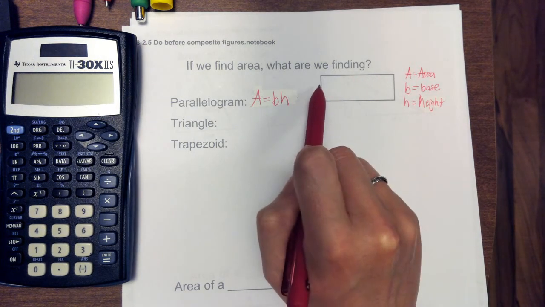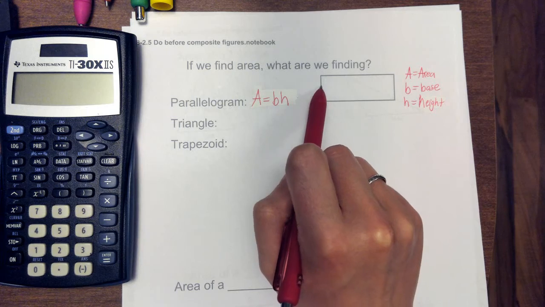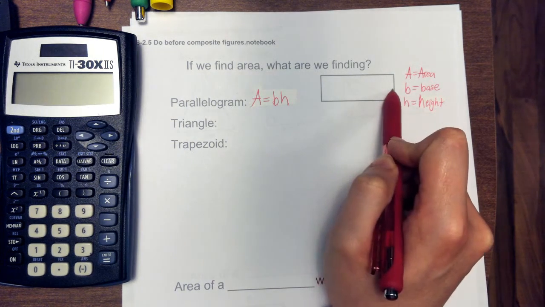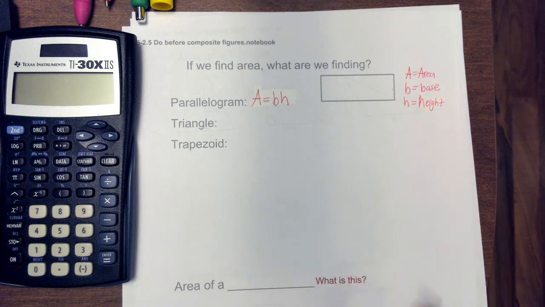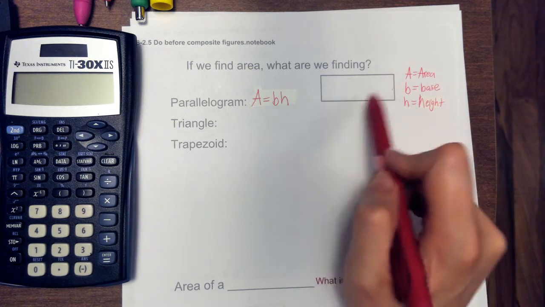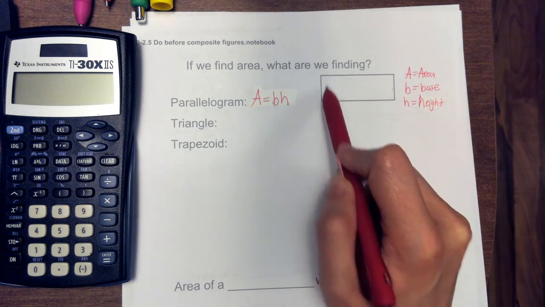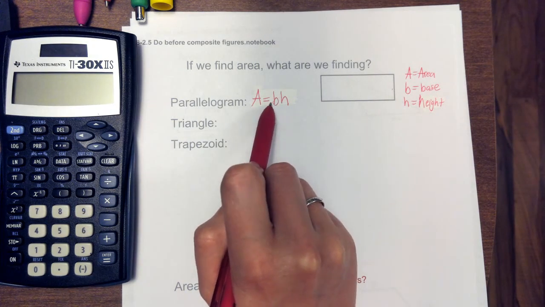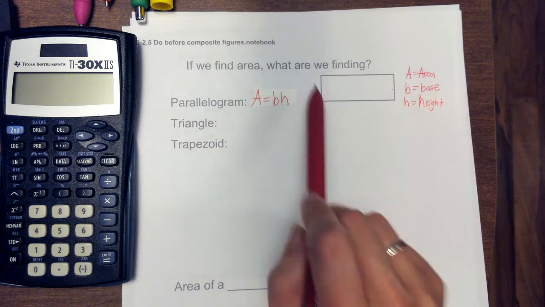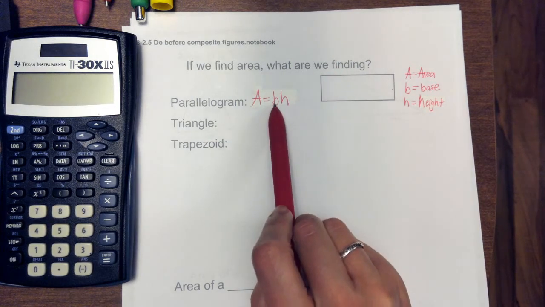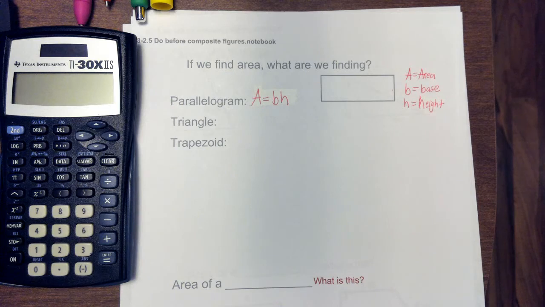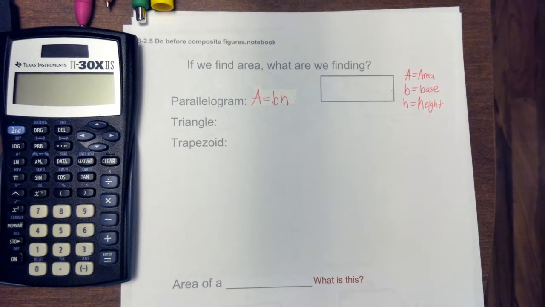If I said this was 2 centimeters, this would be 2 centimeters. So normally with a rectangle you might think length times width. That's the same thing. We're just calling it different names here, because when we talk about different shapes, we're going to keep using that base and height, and sometimes length and width just didn't really seem to fit. So that's your first formula.